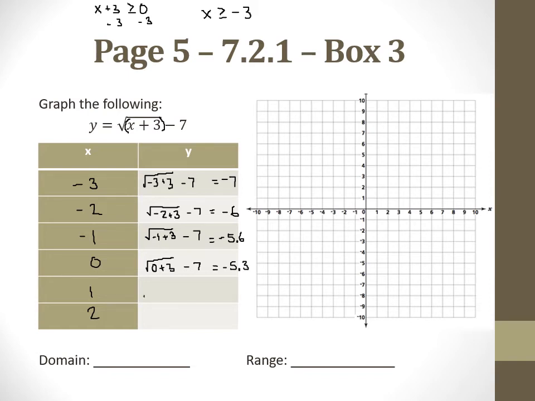If the x value is 1, then I have the square root of 1 plus 3, or 4. The square root of 4 is 2. 2 minus 7 gives me negative 5 even. And then if x is 2, the square root of 2 plus 3 is the square root of 5, or about 2.2. 2.2, and then minus 7 gives us negative 4.8.